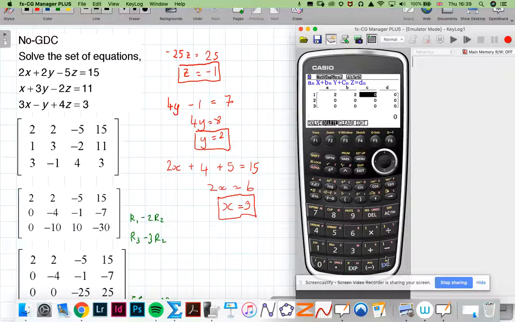2, 2, negative 5, 15. Make sure you don't make a mistake with this. So that's minus 2, 11, 3, minus 1, 4, and 3. Double check they're all in correctly. And now we're going to just solve that. And we've got x is 3, y is 2, and z is minus 1.